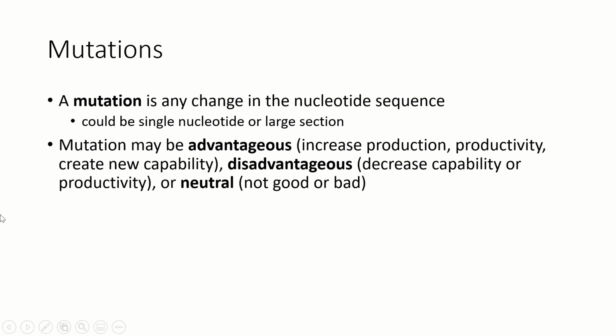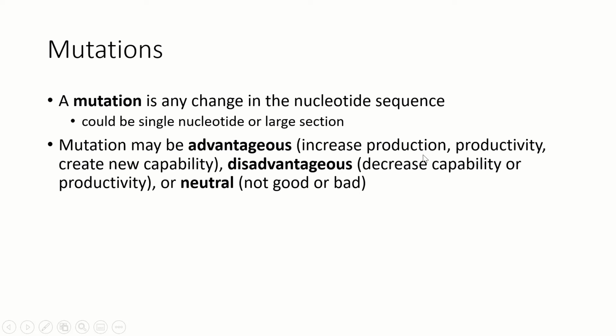Okay? Now, some mutations are advantageous. They increase production of ATP or something like that. They create a new capability. The ability to digest lactose as an adult is what we call a gain of function mutation. It's an advantageous mutation. People who do not have that mutation can't break down lactose as adults and can't drink milk and therefore can't get nutrition from milk as adults.